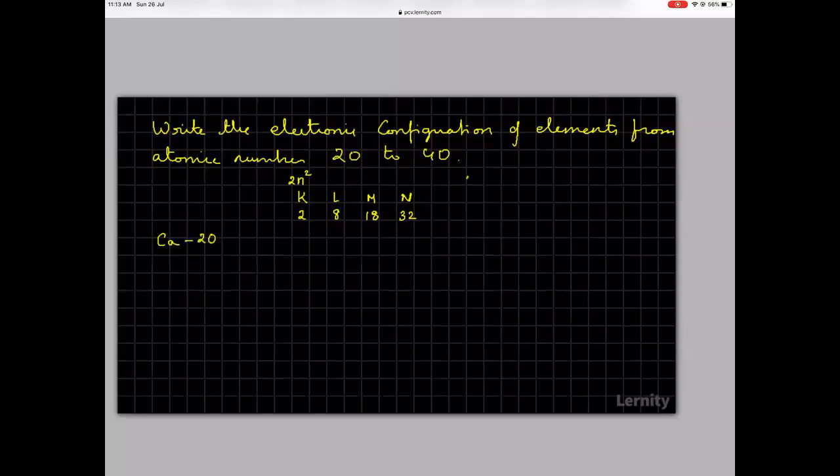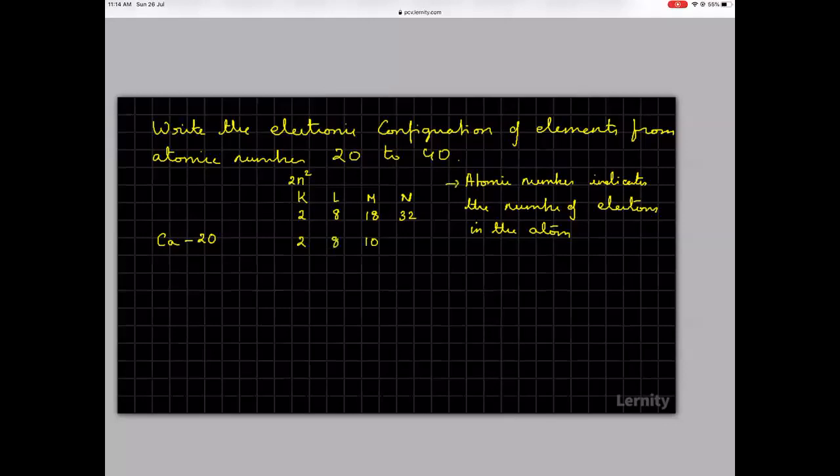Atomic number indicates the number of electrons in the atom. So calcium has 20 electrons. So the electrons get filled in the energy shells. Here there will be 2, here there will be 8, here 18 is maximum, 10 can come.